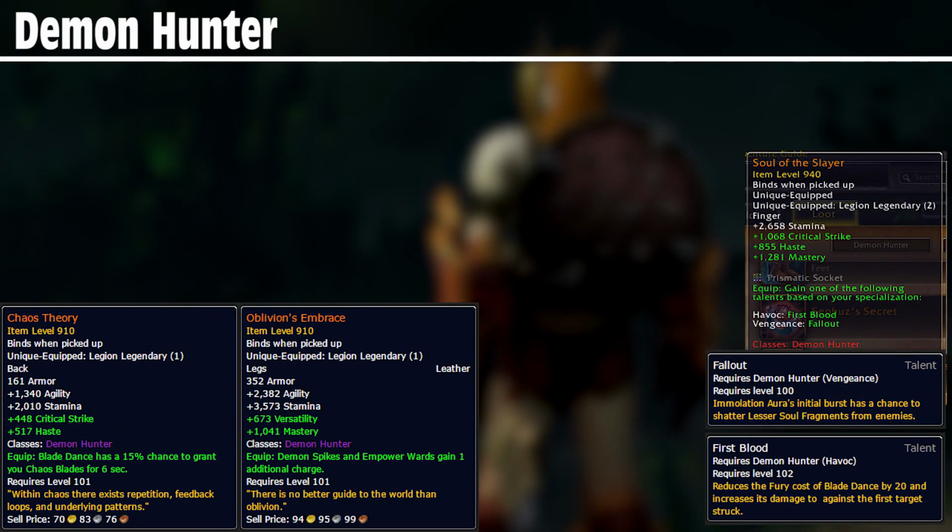Starting with Demon Hunters, we have Chaos Theory. It's a cloak, and this will give your Blade Dance a 15% chance to grant you Chaos Blades for 6 seconds. Oblivion's Embrace goes on the legs. This lets your Demon Spikes and Empower Wards have one additional charge. The Demon Hunter class ring is the Soul of the Slayer. This allows it to give them First Blood or Fallout.